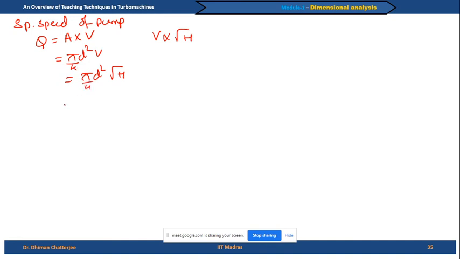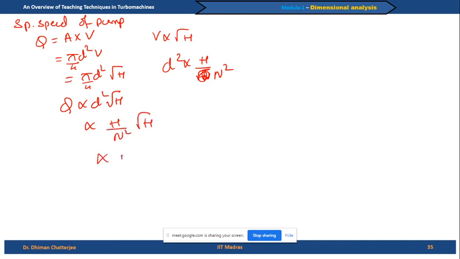First I will remove this pi by 4. Q is directly proportional to d square root h. But we already know that d square is nothing but h by n square. So for that reason, I am substituting it here: h by n square into root h. So this becomes h raised to 3 by 2 by n square. So n square is equal to h raised to 3 by 2 by Q.